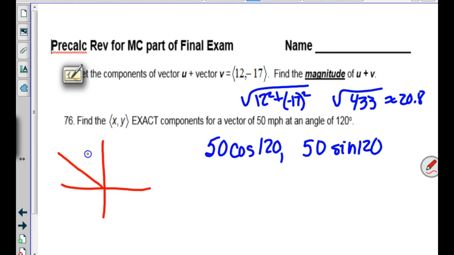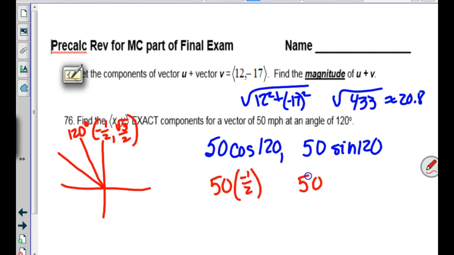Yeah, you're going to go to your unit circle, which I did not draw very well. This would be 120, and it would be negative 1/2 and positive square root of 3 over 2. So you would have 50 times negative 1/2 and 50 times square root of 3 over 2. Can anybody tell me what that's going to look like? What's 50 times negative 1/2? And 50 times square root of 3 divided by 2?